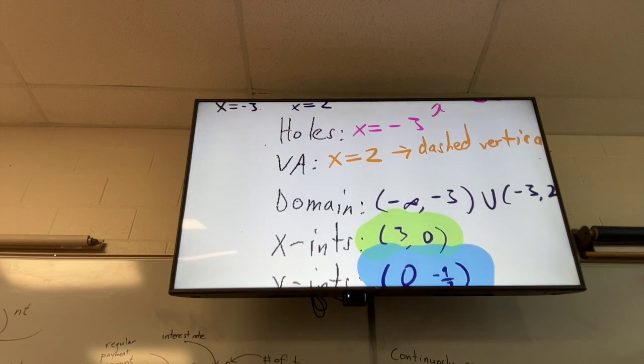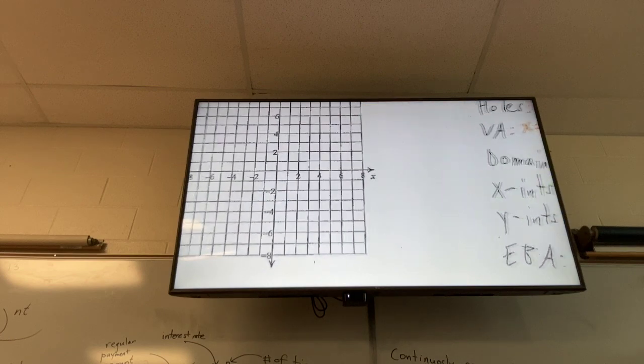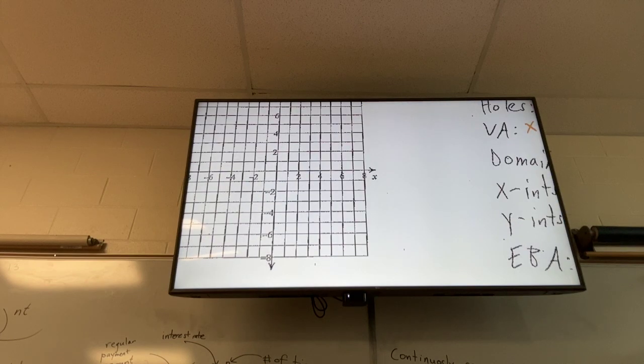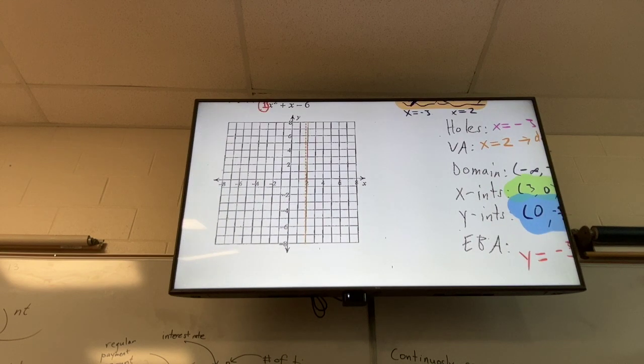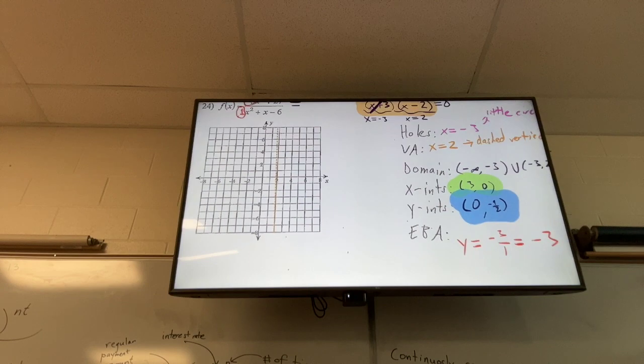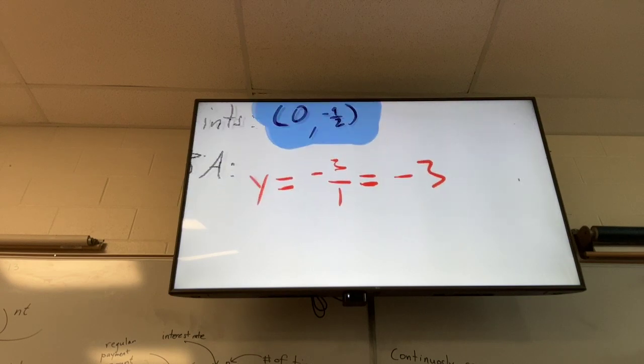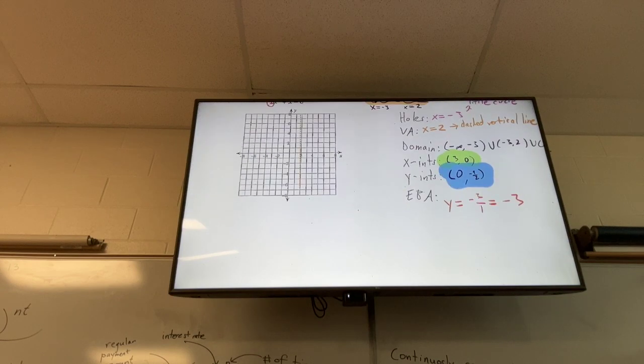So what's my vertical asymptote? It's x equals 2. So I'm going to do a vertical line through x equals 2, just like that. Okay. Let's do my end behavior asymptote over here. Y equals -3. We should know how to graph that.